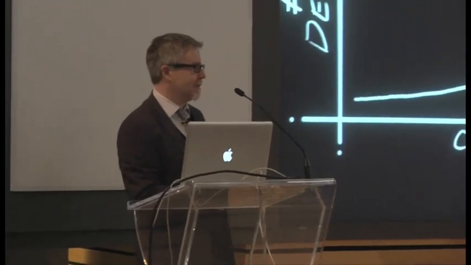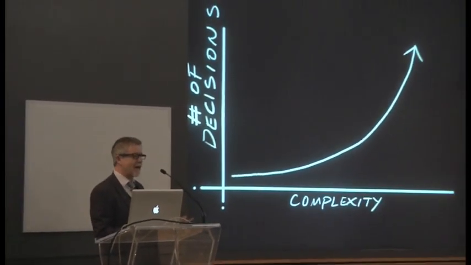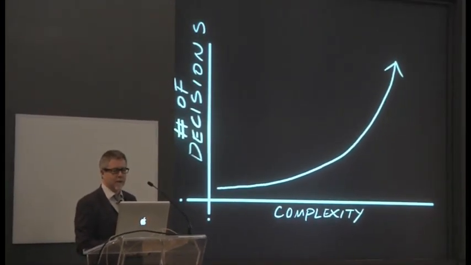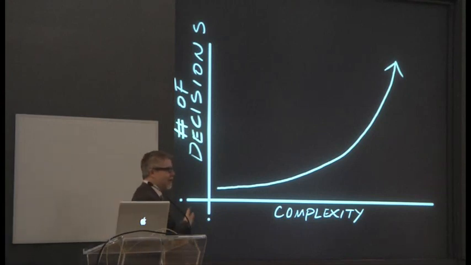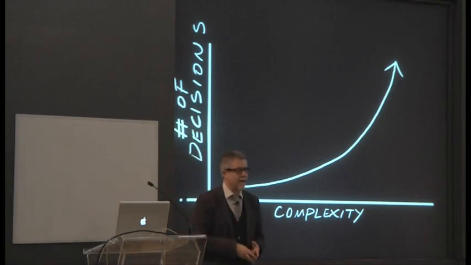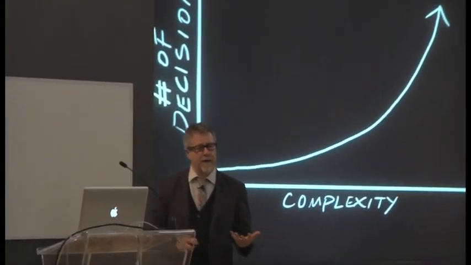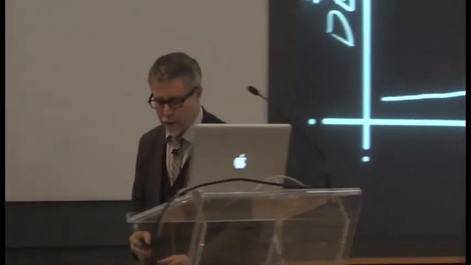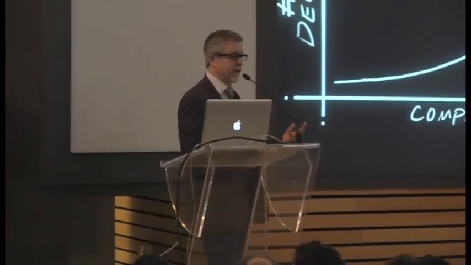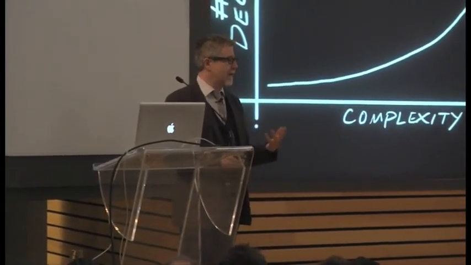And so for us as designers, when we're challenged with complex problems, the number of individual design decisions we end up having to worry about goes up very, very quickly. And so it's no surprise that when we go from a simple object like this to a complex thing like a service, that we often get it wrong. And we can't anticipate everything.